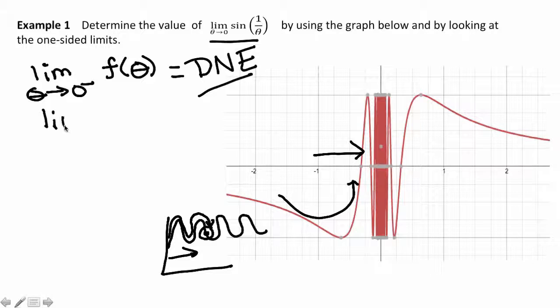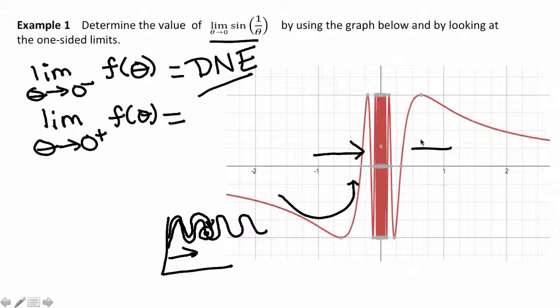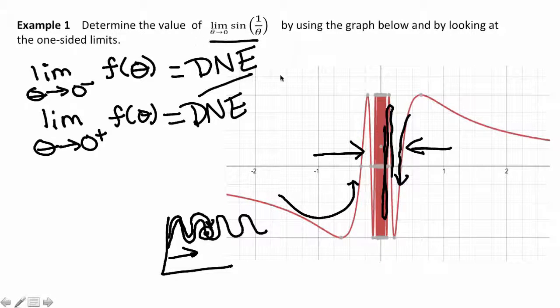Now if we do it from the right side, we're approaching from the right side, and the graph behaves erratically. Of course, it goes up and down. It doesn't approach any single value. So we also say that it does not exist. Since at least one of these did not exist, this means that the value of the overall limit does not exist.